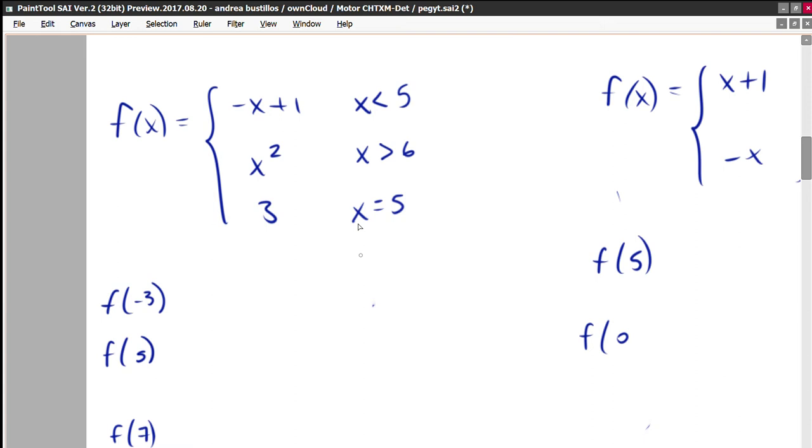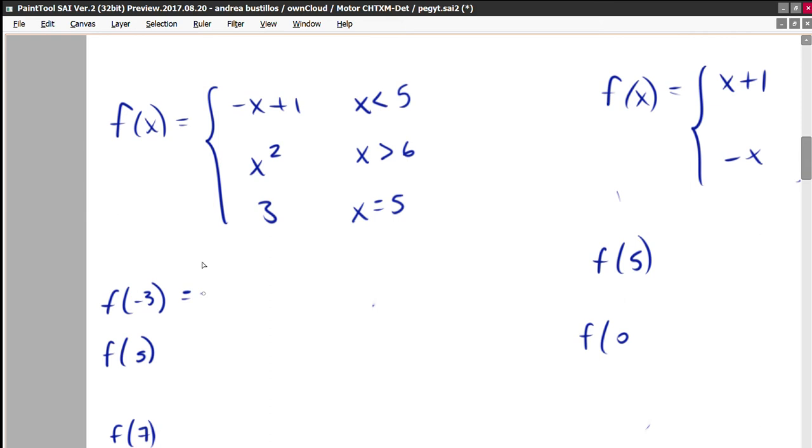Okay guys, now we're going to practice how to evaluate piecewise functions. So here's my function. The first thing you have to do, as always, is to identify the domain of each piece so that you can understand in which of those pieces the value I'm asking you to evaluate lives. So for example, -3. In which one of these three domains does -3 live? Because my first piece is all numbers smaller than 5, that means that -3 lives there. So evaluating the function in -3 means evaluating the function in the first piece.